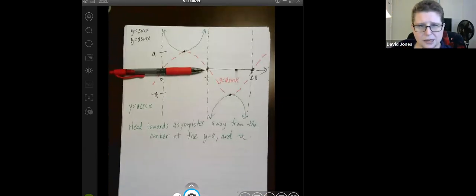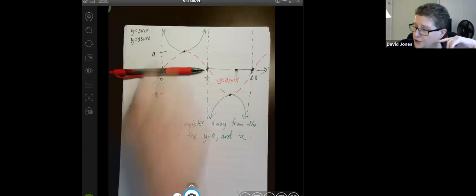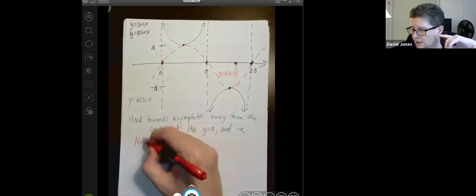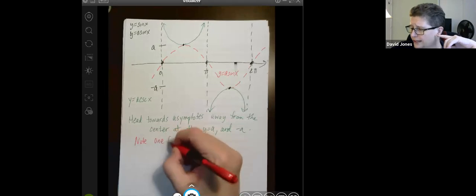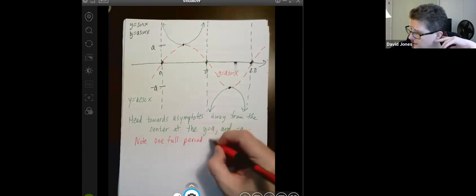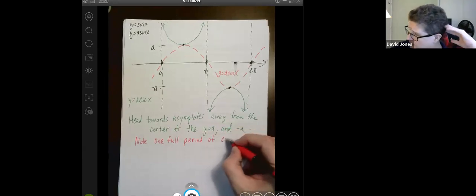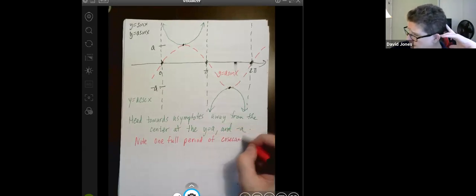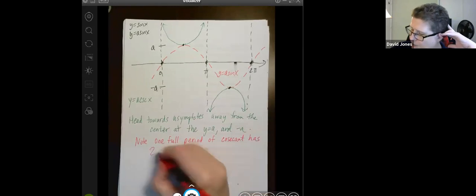Let me get Desmos up. I wanted you to see this because I only drew one set. This is one full period. Note, one full period of secant or cosecant has 3 asymptotes, not 2.